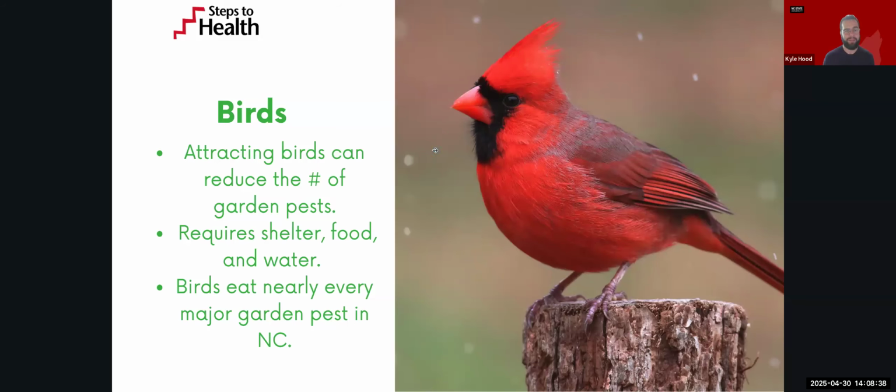And birds want three things. If I'm going to attract a bird to my garden, I need to be providing shelter. That could be a birdhouse, that could be trees around that they can go to.